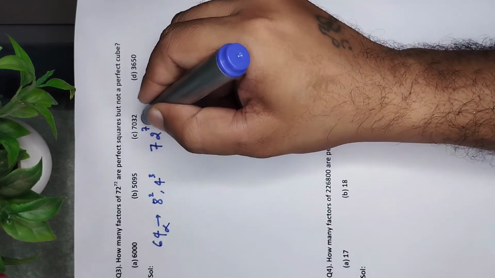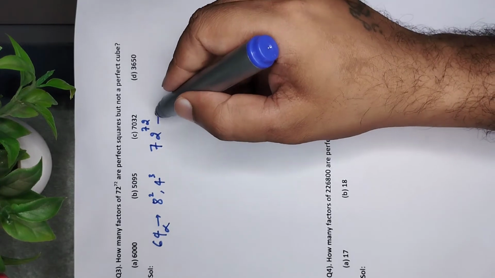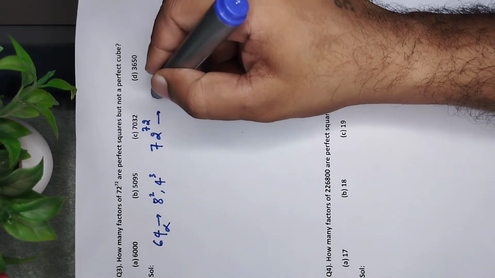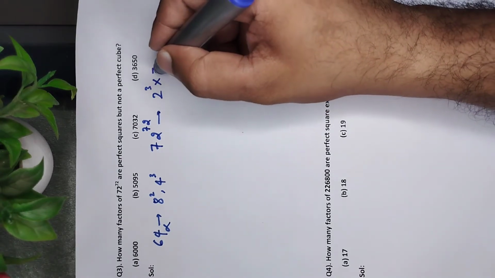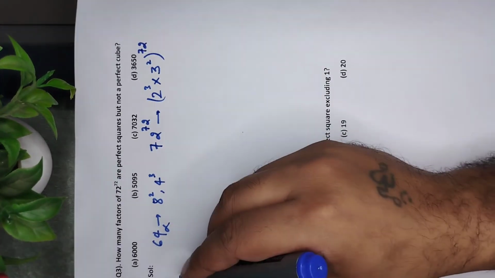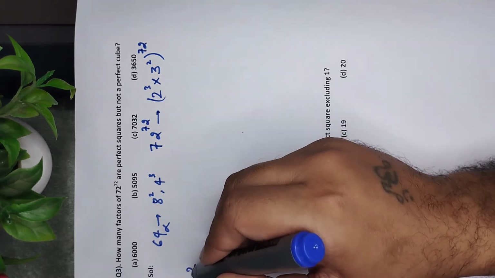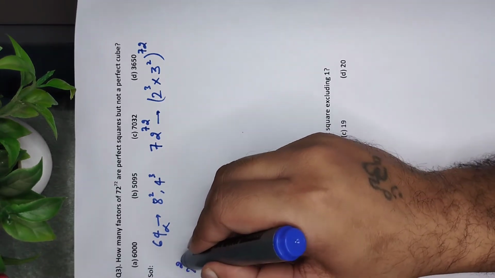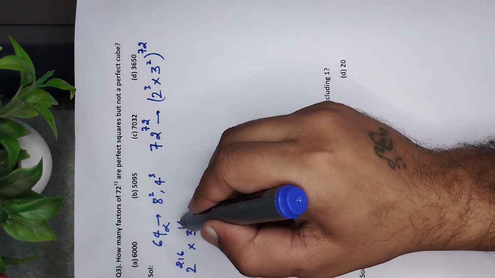factorize this number and then write it in its primes. This 72 can be written as 2 cube, that is 8, multiplied by 9 times, that is 3 square, raised to the power 72. Now I can again write this number as 2 raised to the power 216 multiplied by 3 raised to the power 144.